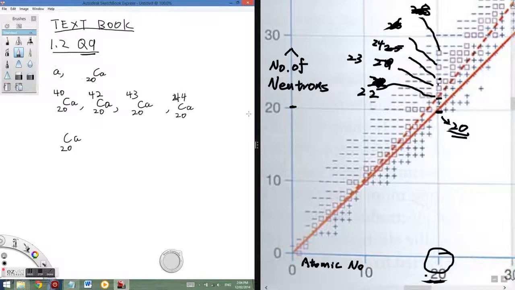The next one, atomic number 20, so the number of neutrons will be 26. We have 24 here, 25, and this isotope is not stable. This one is, because it's labeled in a square. It's 26, so mass number 46.